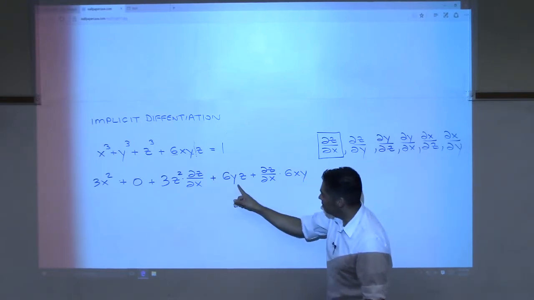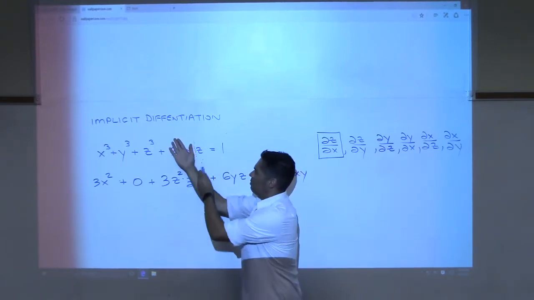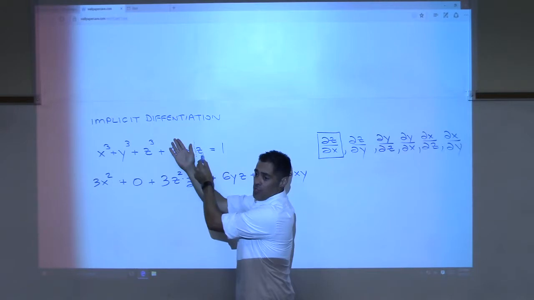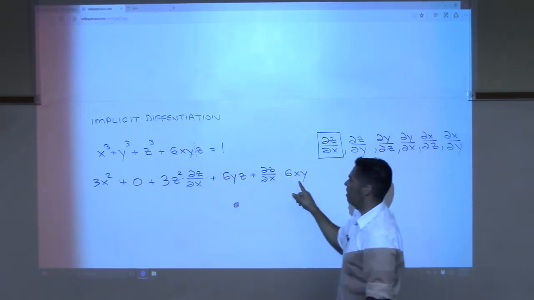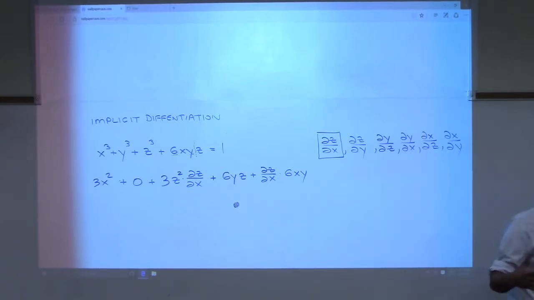So that's this. Then I'm going to take derivative of this with respect to x, which is partial z with respect to x, times the other side, 6xy. So that's our product rule, right? Equals zero.